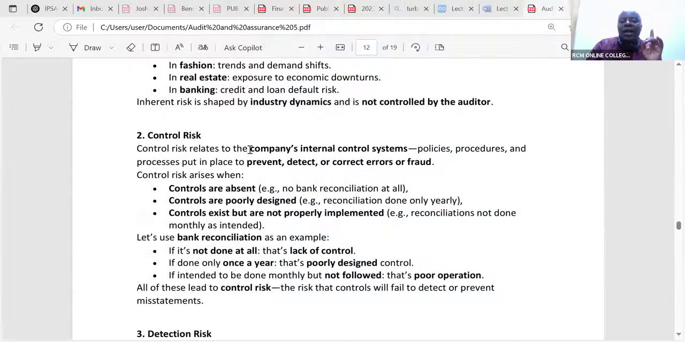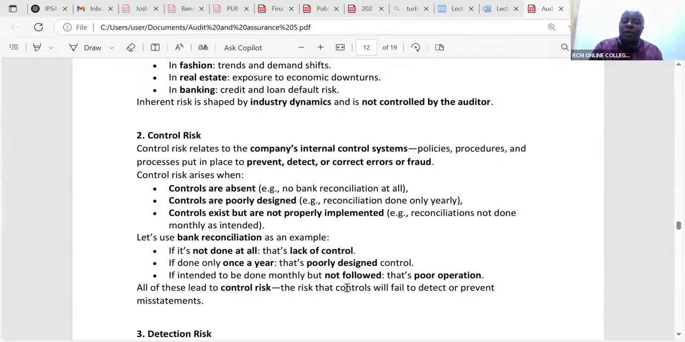Control risk relates to the company's internal control systems, the policies, procedures, and the processes put in place to prevent, detect, or correct errors or fraud. Control risk arises when controls are absent, you don't have any controls. When controls are poorly designed, when controls exist but are not properly implemented. All right? All of this leads to control risk. The risk that controls will fail to detect or prevent misstatements.